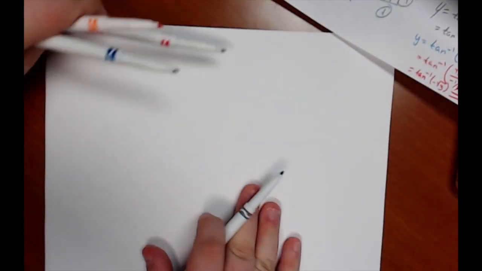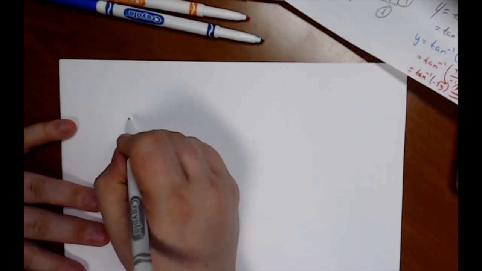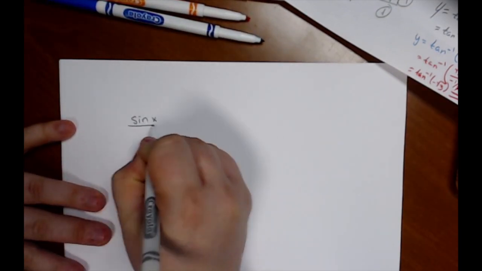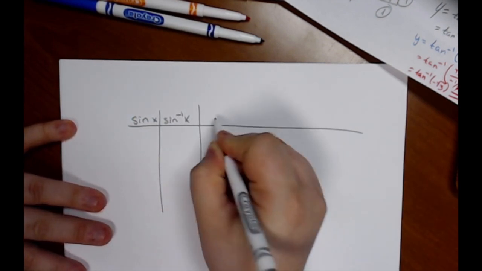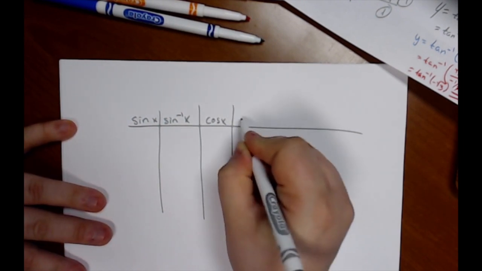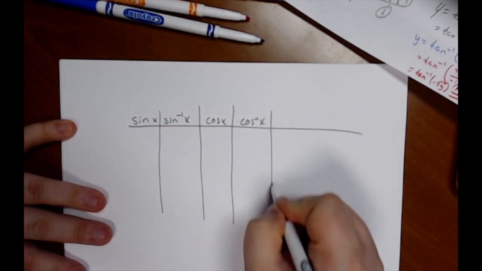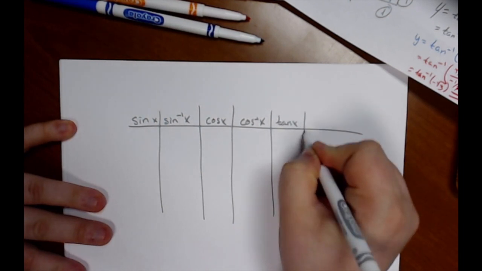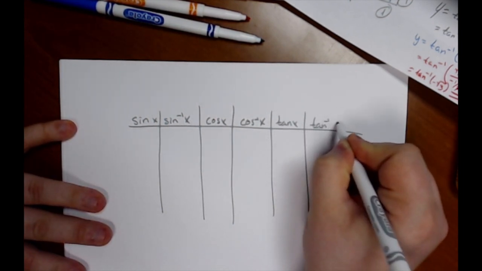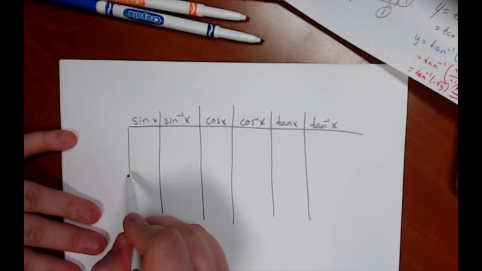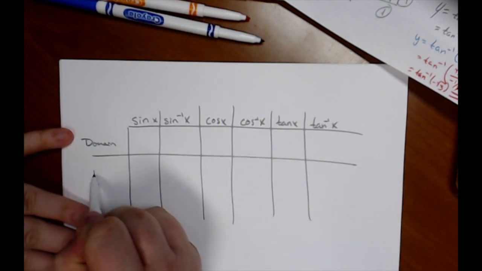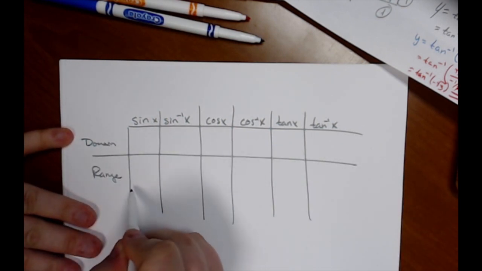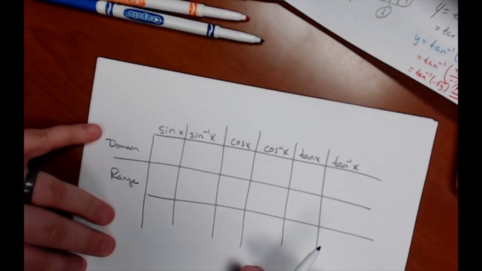So let me summarize that into some words. And actually, how about we put all of our domains and ranges. So we had sine of x and sine inverse of x, cosine of x, cosine inverse of x, tangent of x, tangent inverse of x. Then we had our domain and our range. And these were our restricted domains, right?